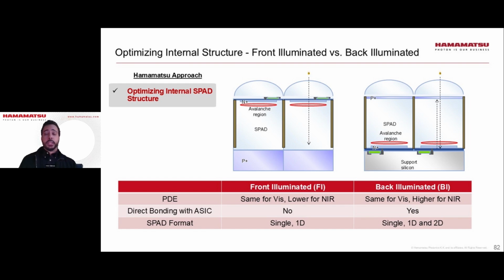So on the sensor side, in terms of the structure, we have both front illuminated and back illuminated technologies. Specifically for NIR light, we can use this back illuminated SPAD structure, which has a thicker epitaxial layer. The back illuminated design moves the avalanche region further down into the detector, and it's a thicker structure, which allows you to capture those deeper penetrating NIR photons.